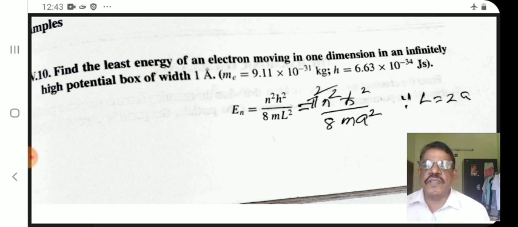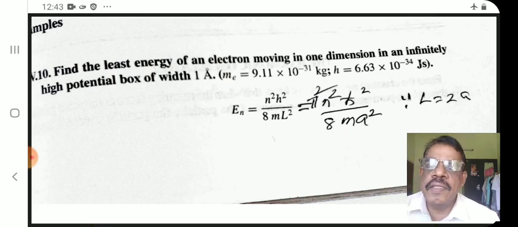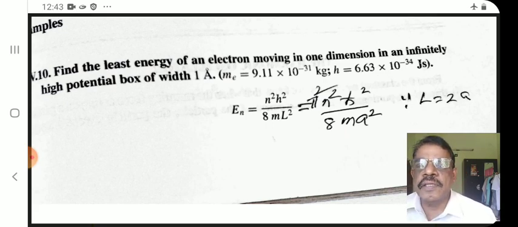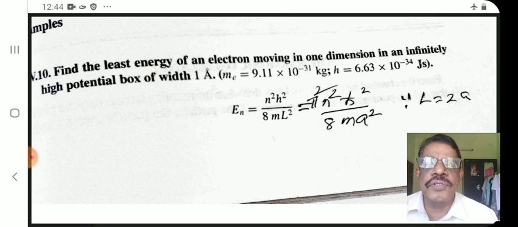The two forms of writing the formula are given here. If we consider the box as one of length L, the formula becomes En is n square h square by 8 m L square. Or if we put L as 2a, then the formula becomes pi square n square h cut square by 8 m a square. That is the formula we have studied, and that is equivalent to the formula we have written in front. If you check, you can see that this formula gives the same result because L is 2a.